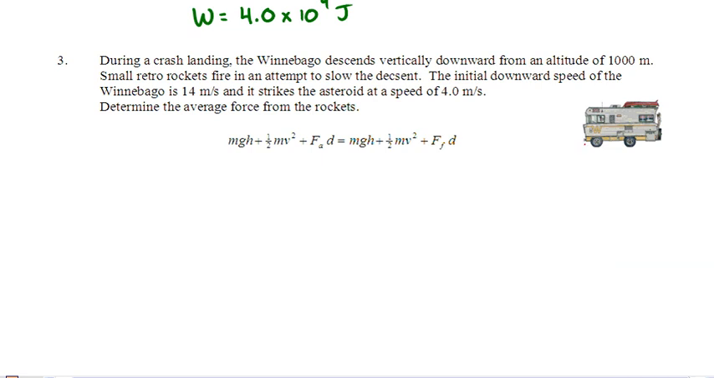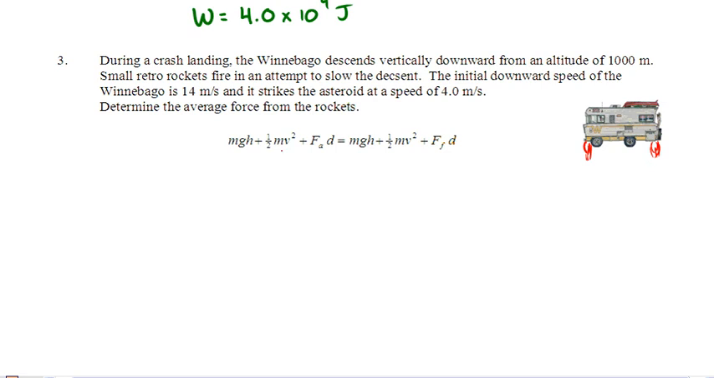Okay, need to add some fire. So we've got some little retro rockets here, firing some flame down. Oh, another little retro rocket here, firing some flame down. The small retro rockets fire to slow the descent. The initial downward speed of the Winnebago is 14 meters per second, and it strikes the asteroid with a speed of 4 meters per second. You have to determine the average force from those rockets.